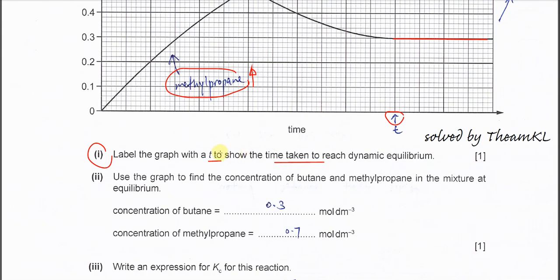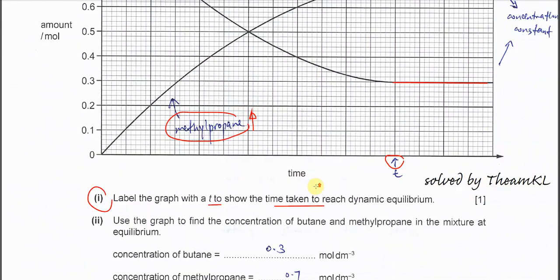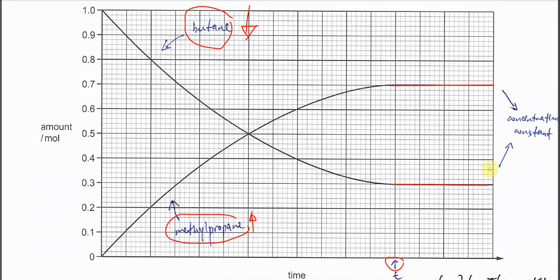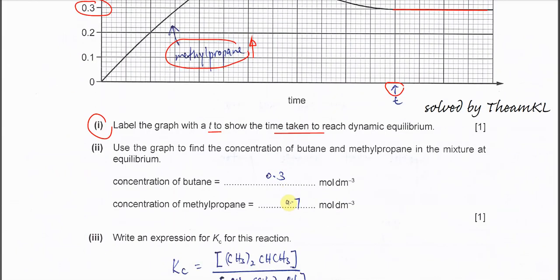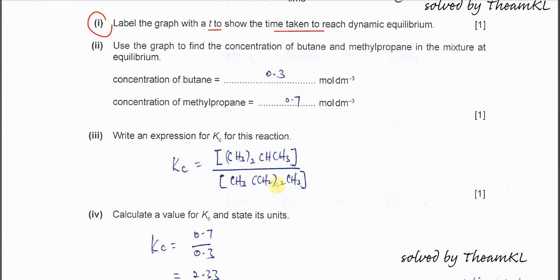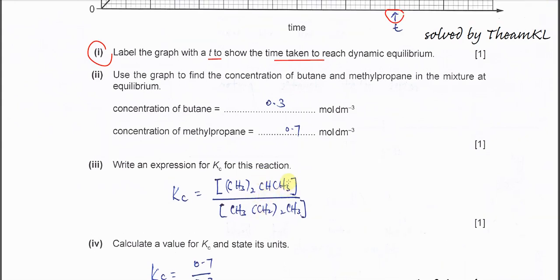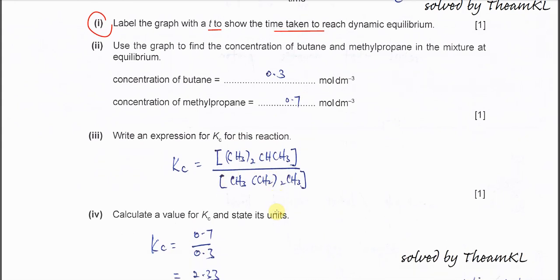Use the graph to find the concentrations for these two. Butane, we know that is 0.3 here, and the methylpropane is 0.7. So you just put the numbers here. Write an expression for the Kc for this reaction. Kc is the concentration of the products over the concentration of the reactant. Therefore it is methylpropane over butane. Must have square brackets.